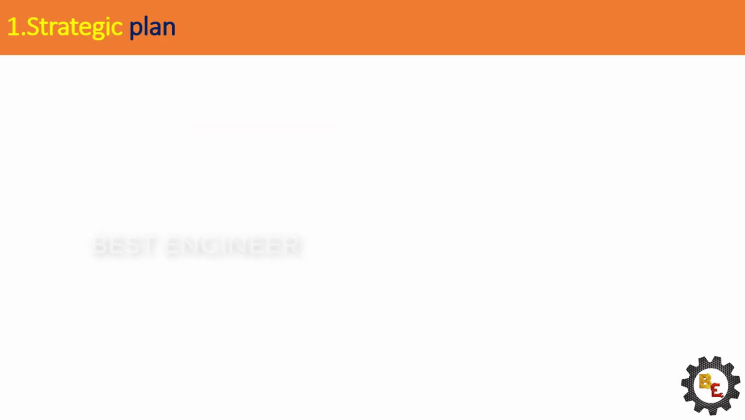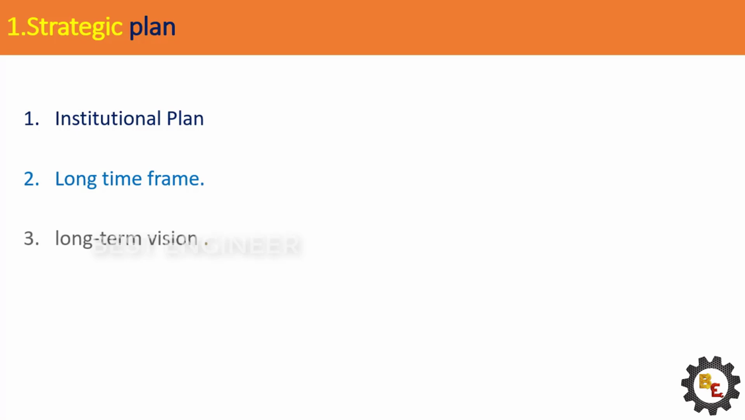First, in organizational plans, hierarchical plans. First one, strategic plans. Strategic plans are institutional plans. Strategic planning has a long time frame, often 3 years or more. Strategic plans outline a long-term vision for the organization. An organization's top management most often conducts strategic planning. Under this plan, the following details will be planned.